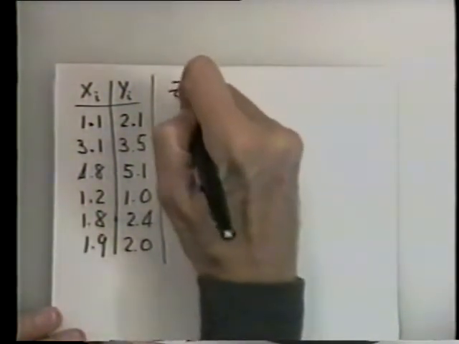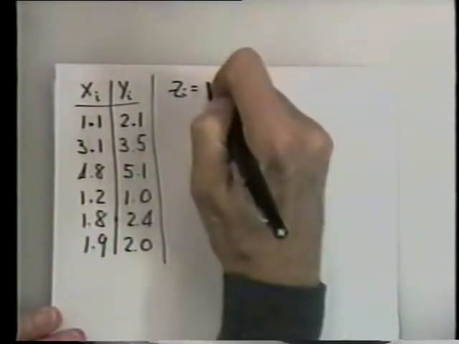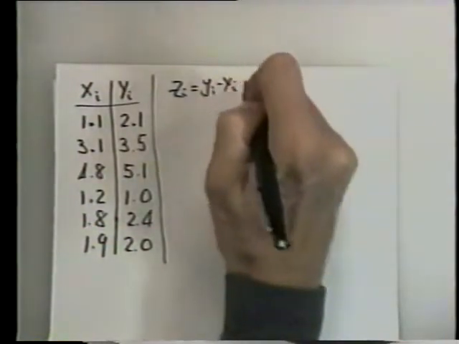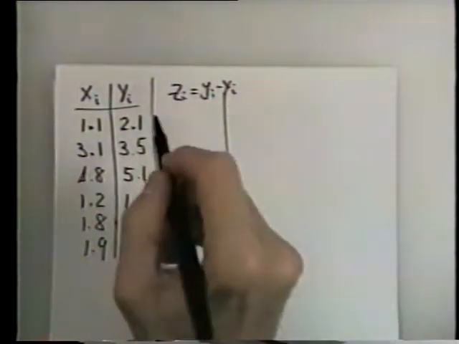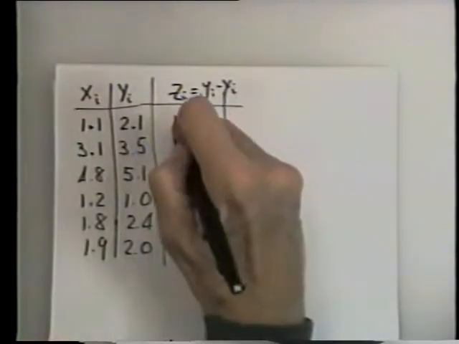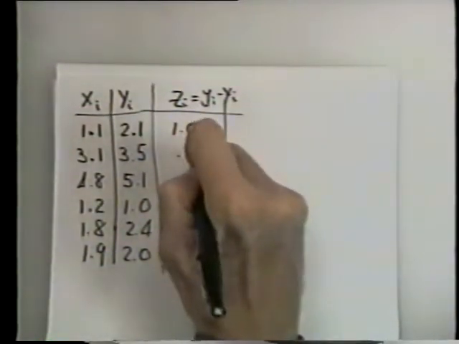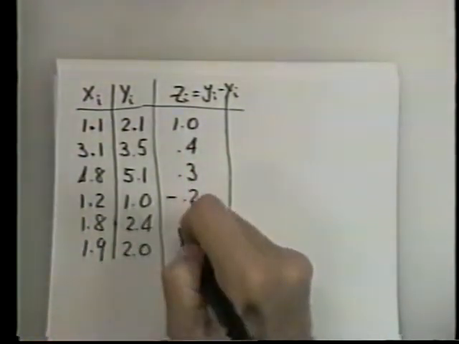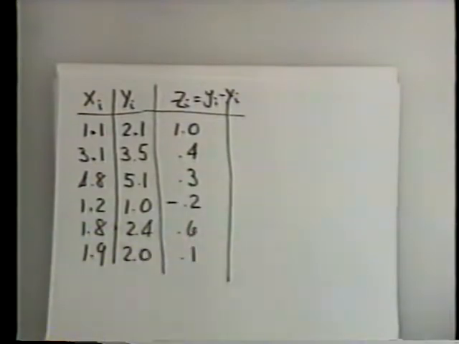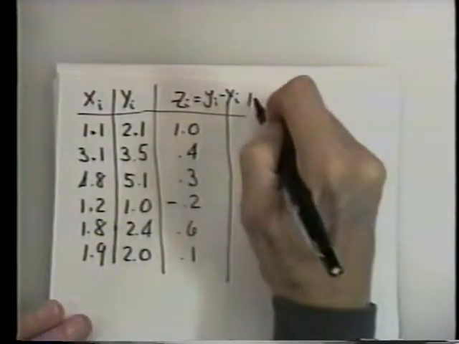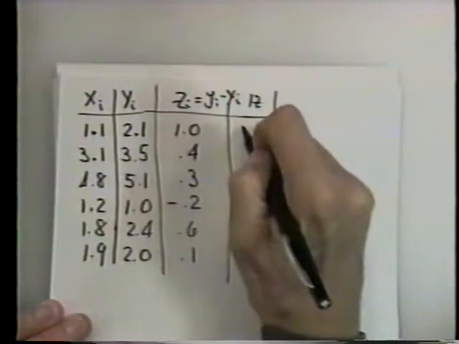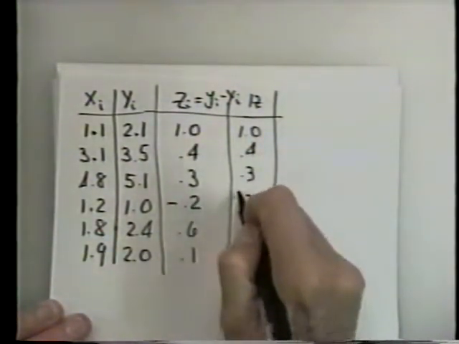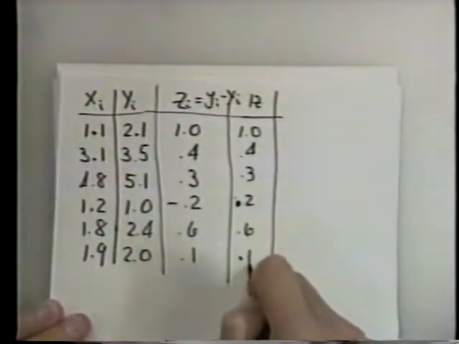So let me define Zi, which is yi minus xi. And so the Zi's here would be 1.0, 0.4, 0.3, minus 0.2, got it right that time, 0.6, and 0.1. Now we'll do the absolute value of z. So this is now 1, 0.4, 0.3, 0.2, 0.6, 0.1.